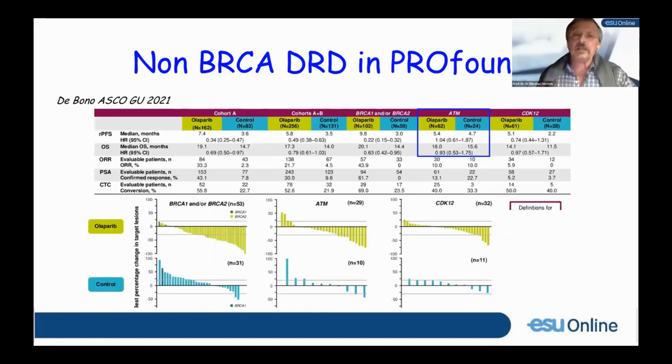Even worse, Johann de Bono at the last ASCO GU 2021 also considered the results based on BRCA1, BRCA2, and ATM. If you remember, this belongs to the cohort A group. And for ATM, results are quite disappointing. Radiographic progression-free survival, not significant. Overall survival, not significant. This is the reason why for EMA, olaparib is only approved for BRCA1 and BRCA2, despite the fact that ATM was included in group A.